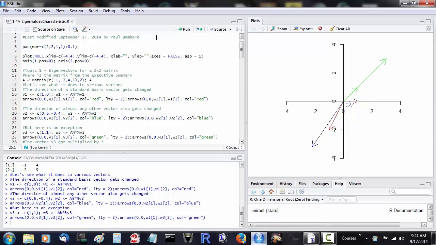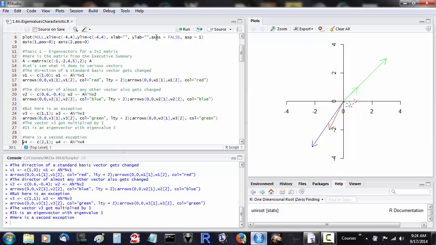So here's some new long words for you to learn. The vector in question is called an eigenvector, and the quantity 3 by which it got multiplied is called an eigenvalue. The eigenvector is ambiguous in the sense that I could multiply it by any scalar and it would still be an eigenvector.